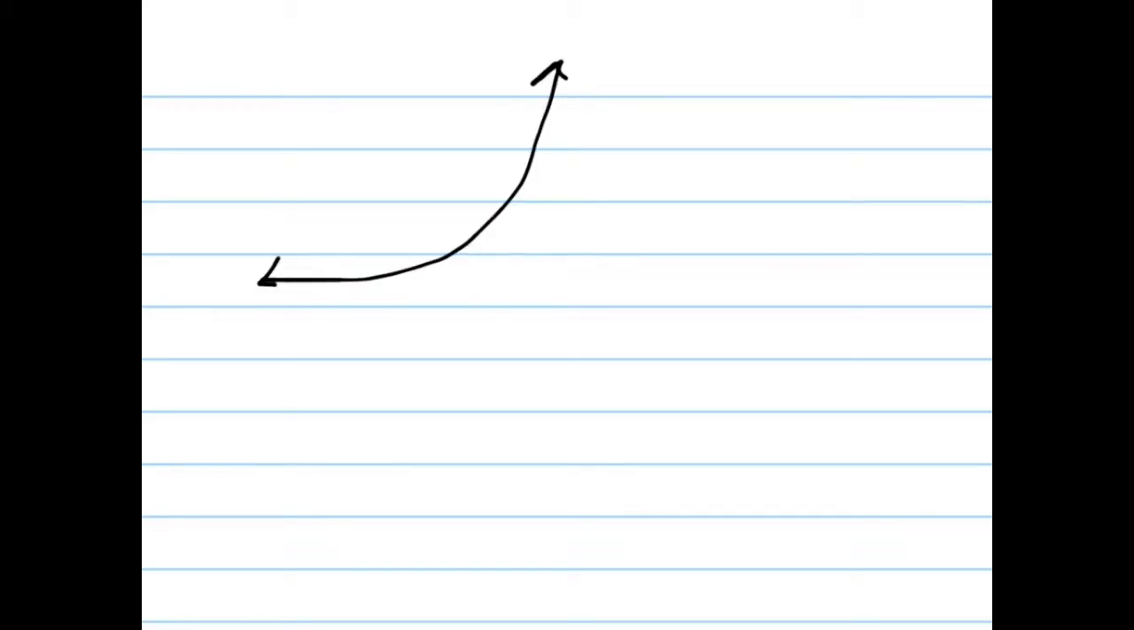With exponential decay, it's the exact opposite. As we go to the left, we multiply by something, and as we go to the right, we divide by something, getting smaller and smaller. So instead of growing along this curve, we are going to shrink. We're going to decay, like so.